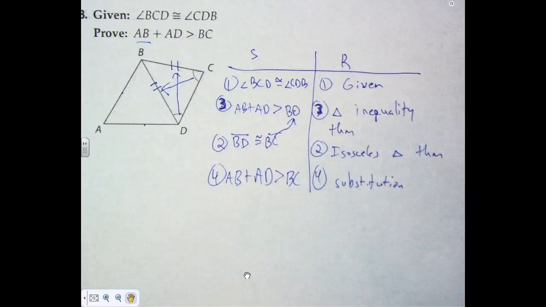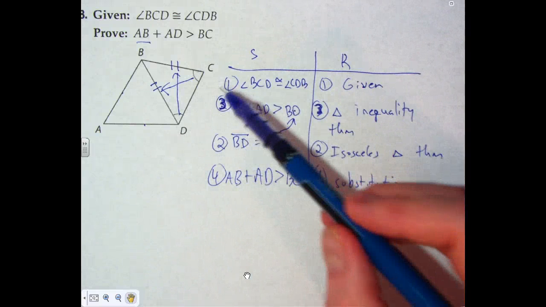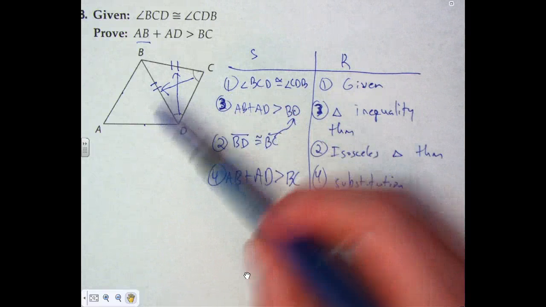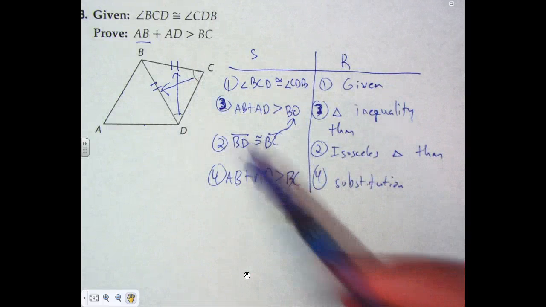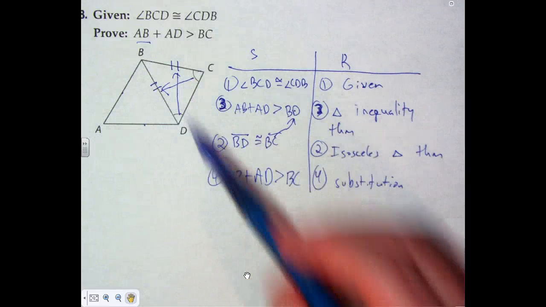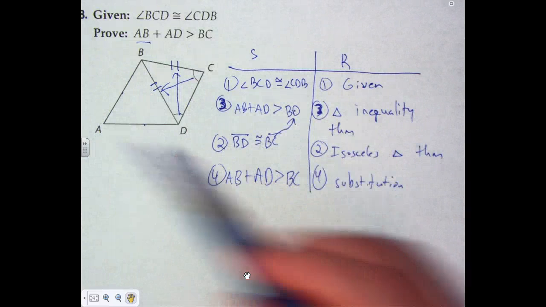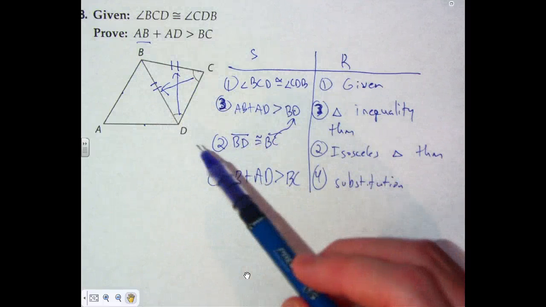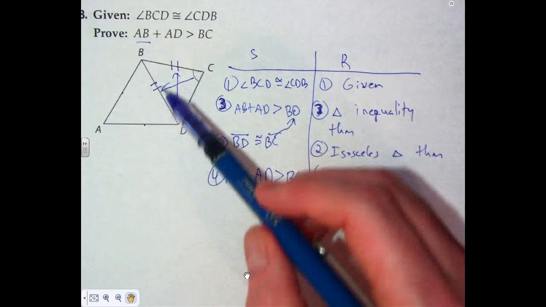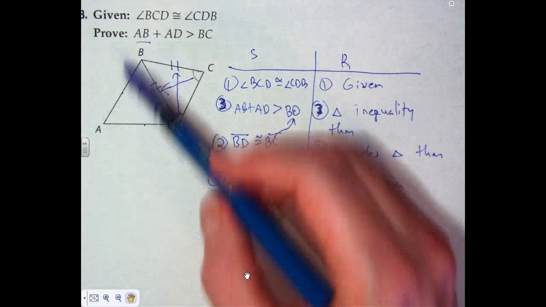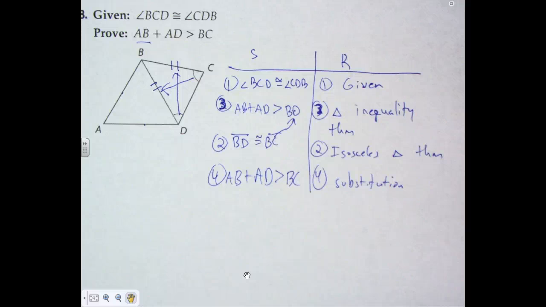Okay. The idea again is it's more complicated, I think, to explain in the proof than it is to explain realistically. You know those base angles are congruent. You know that means this is an isosceles triangle. You also know that by the triangle inequality theorem, any two sides added together have to be more than the third. So AB plus AD has to be more than BD. Well, if BD and BC are the same, and AB plus AD is more than BD, AB plus AD has to be more than BC. Okay, and that's it for this lesson.